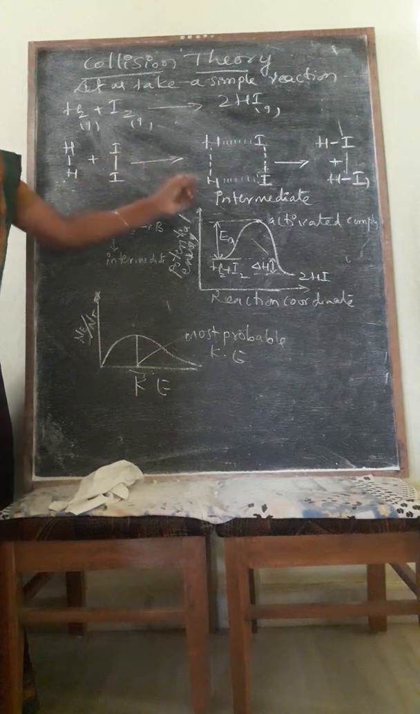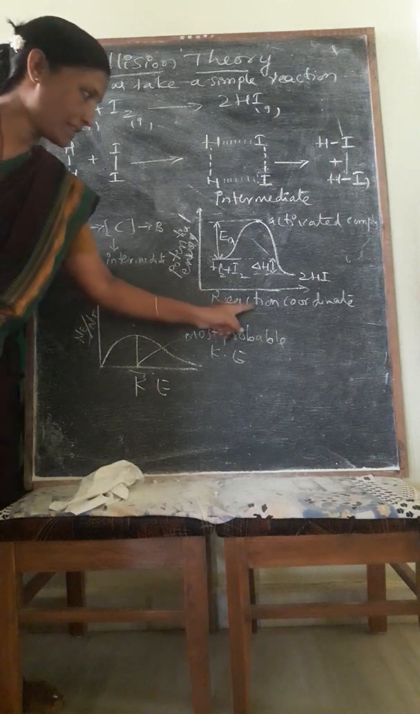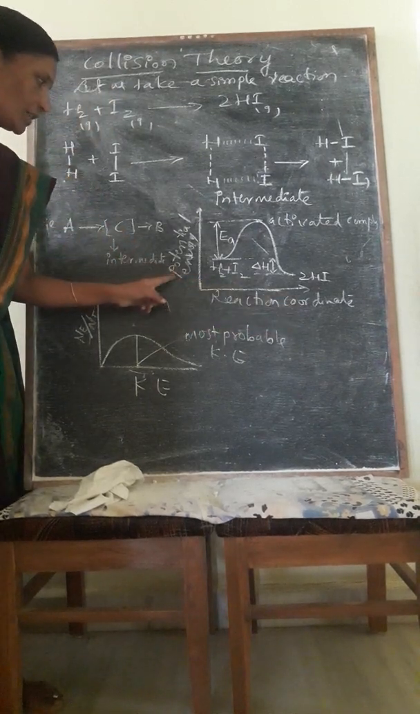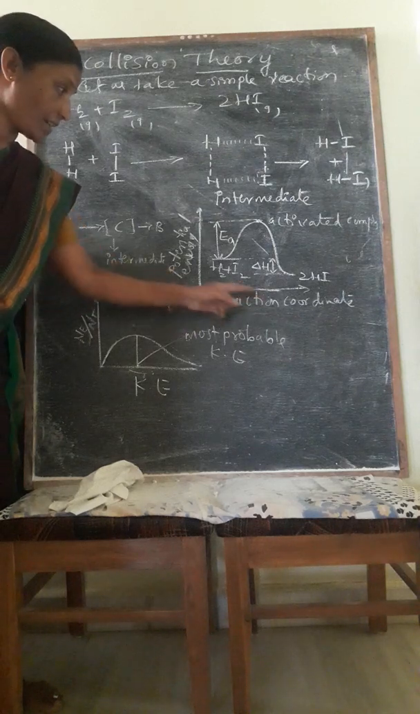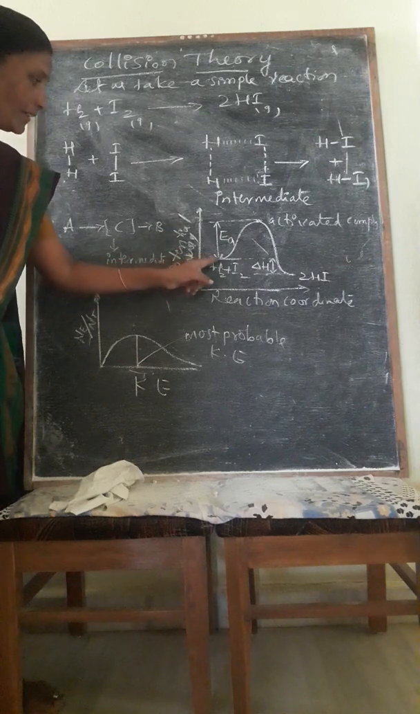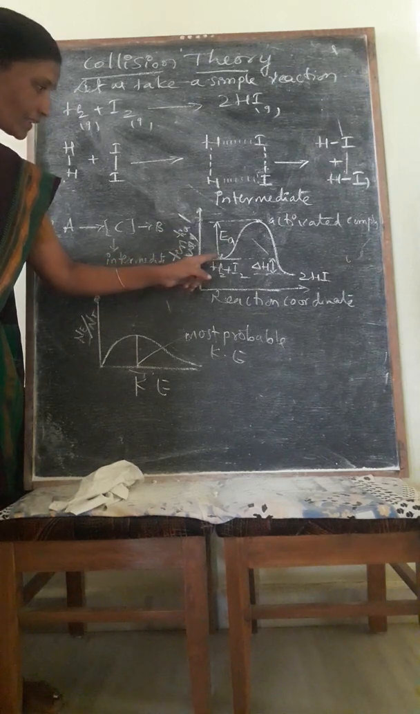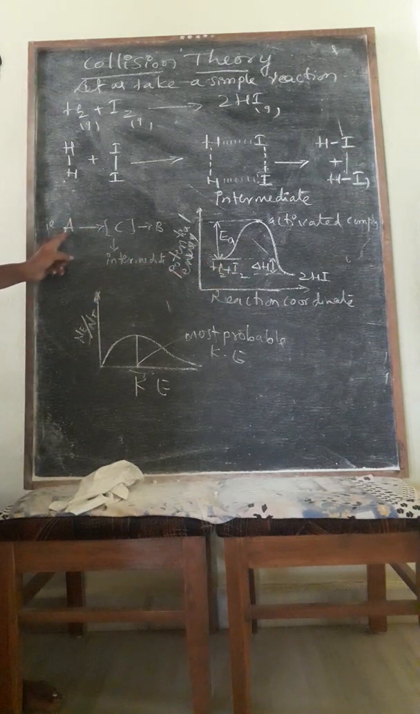Now I will explain with the help of a graph. That graph is taken with reaction coordinate along the x-axis and potential energy along the y-axis. I will take the reactants H2 and I2. Generally I will take it as A.